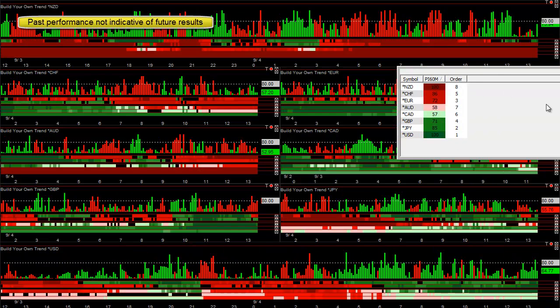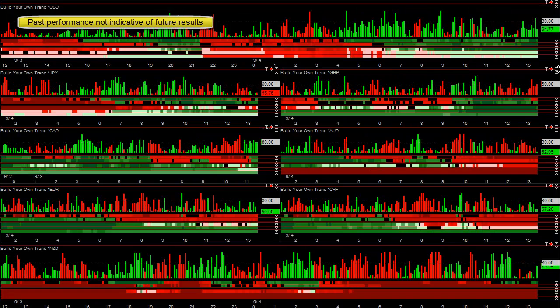We have a bunch of them. One of them allows you to sort it and easily see the strongest ones on the top. You can see the dollar strong on all time frames. The New Zealand is extremely weak. The Australian is weak on most time frames.